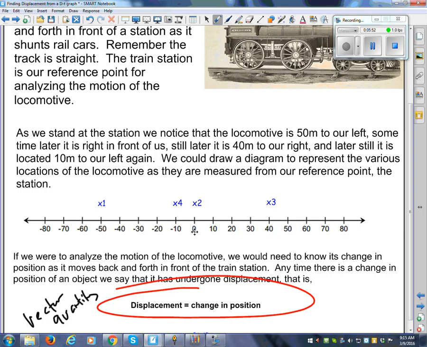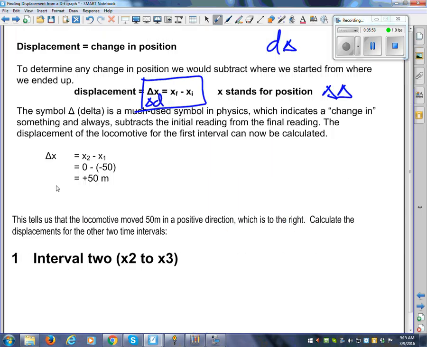I'm going final minus initial. What's my final position? 0. What's my initial? Minus 50. So when I go final minus initial, 0 minus 50, and I picked this one for a reason, because you have to be careful when you've got a negative that you actually subtract it. Be careful. 0 minus 50 is a displacement of plus 50. The math works out, even though we can see it. You don't need to be a mathematical genius to go from minus 50 to 0 and realize that your displacement is plus 50, right? Everyone's good? Okay. This tells us the locomotive moved plus 50 meters in a positive direction, which is to the right.